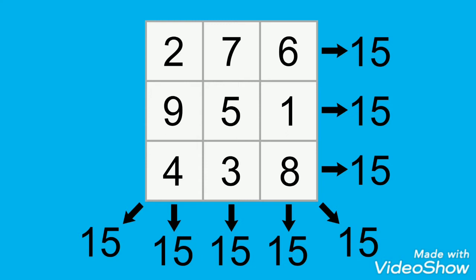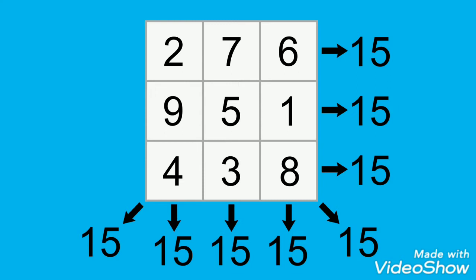Then let's check what is happening with the diagonals. The first diagonal has the numbers 2, 5 and 8 on it. 2 plus 5 is 7, 7 plus 8 is 15. The second diagonal with 6, 5 and 4 also gives us the sum 15, as 6 plus 5 is 11 and 11 plus 4 is 15.